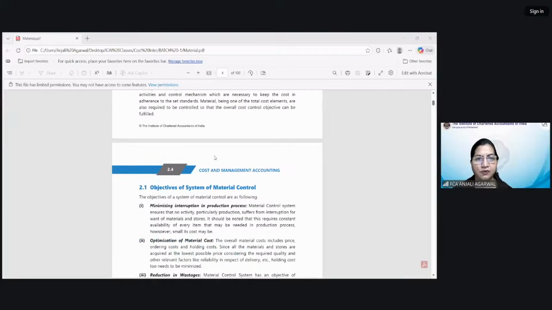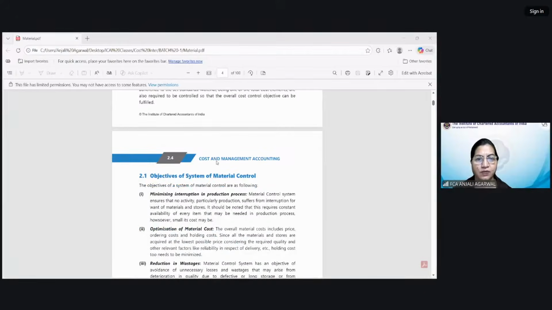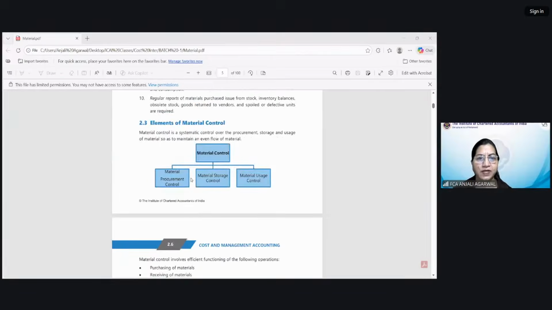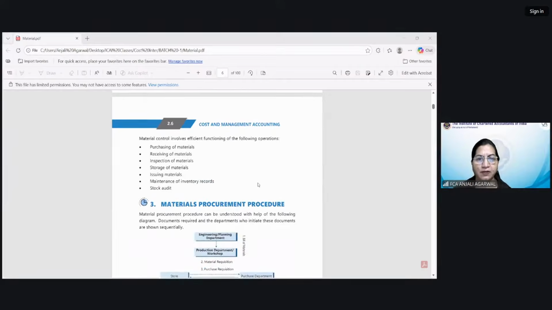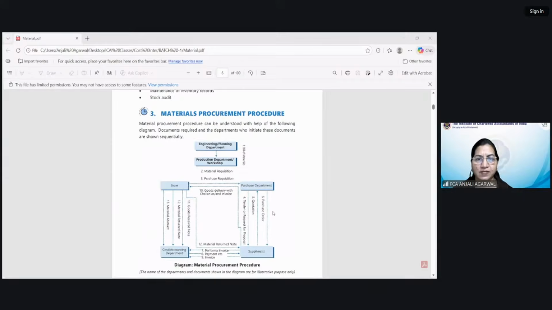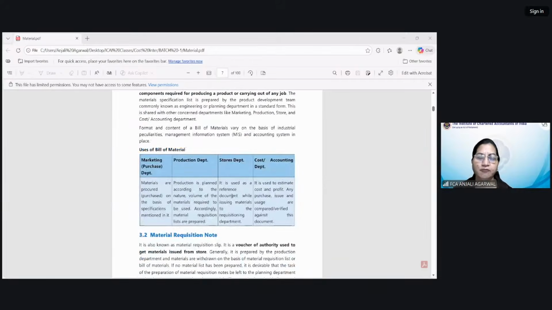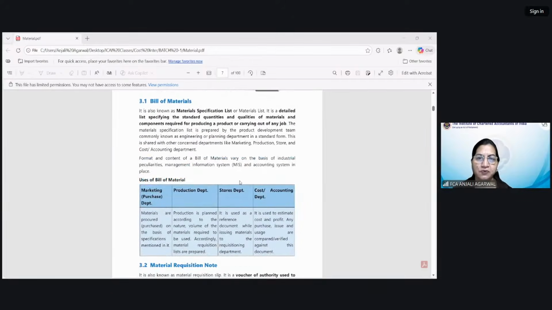So material control you have seen. What is the requirement of material control? Three elements: procurement control, storage control, and usage control. In procurement control, we have seen how the material goes. Bill of material is a very important control document, which is kind of an analysis of what the production will require. And a copy of it is circulated to purchase department, production department, stores department, and cost accounting department.